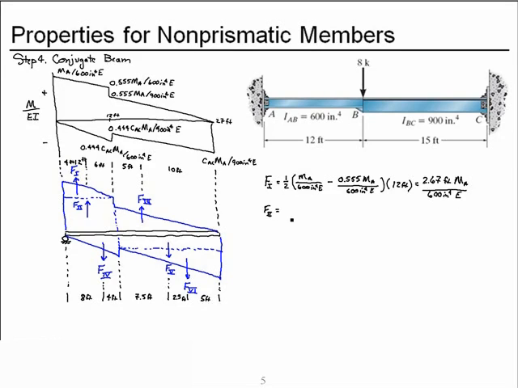Now force 2. It's a rectangular region, so we just need the height, which is 0.555 MA over 600 inches to the fourth times E times the width, 12 feet. Put those together and we get 6.66 feet times MA over 600 inches to the fourth E.